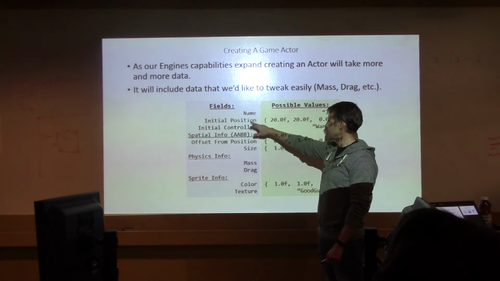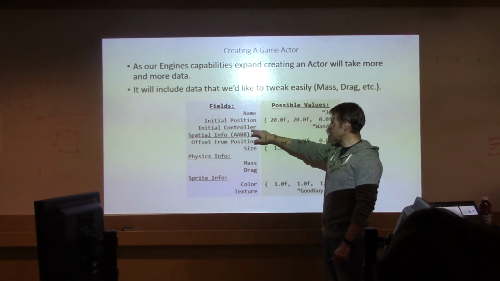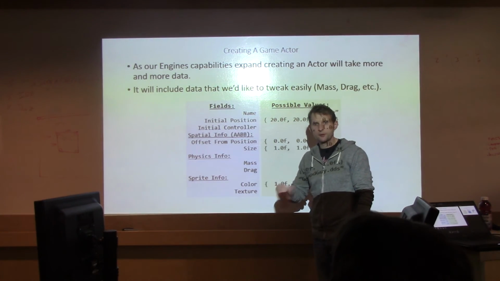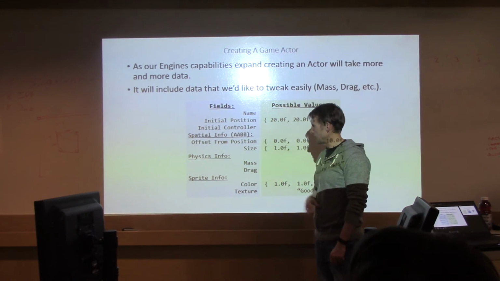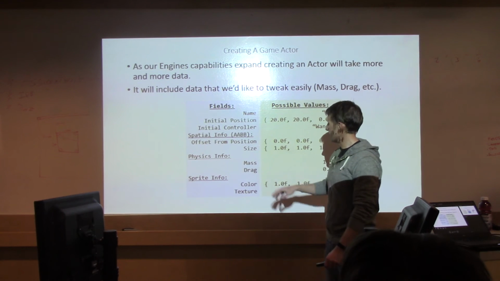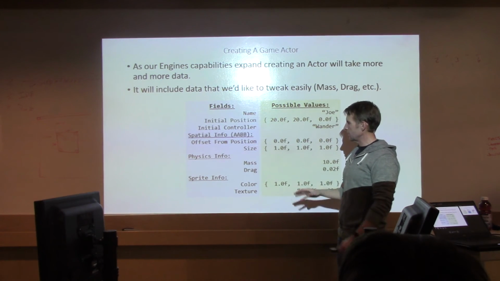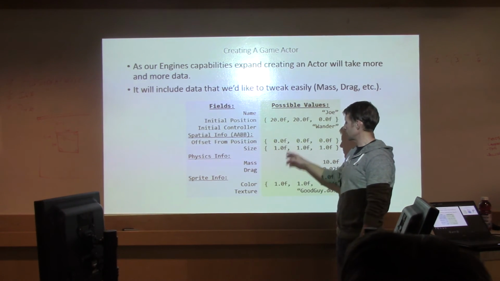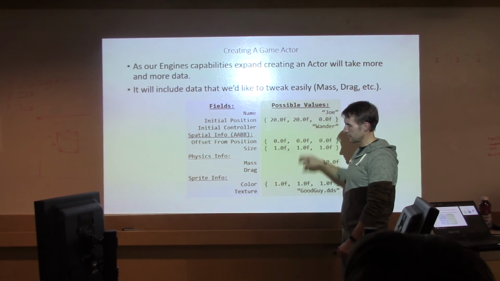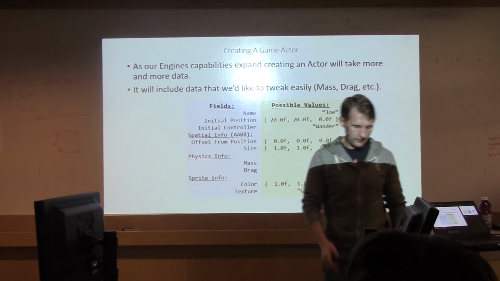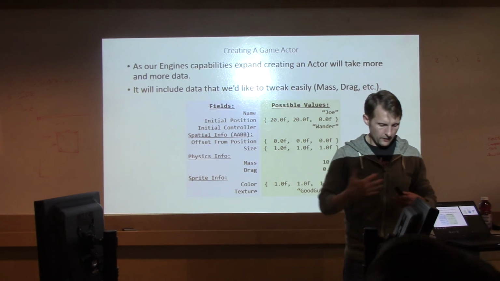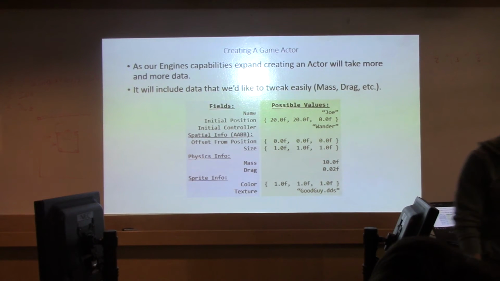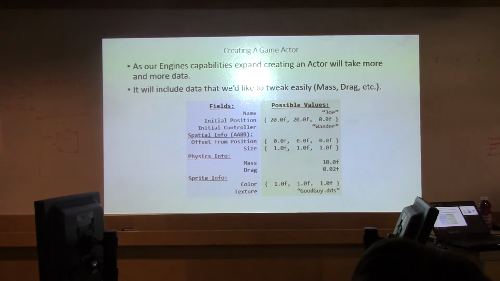The name of it, its initial position in the world, maybe what's the initial controller, or what AI script are we starting on it. And then we talked a lot about this spatial information: from its position in the world, where is its volume and how big is it? My position in the world would be down there, but what volume do I take up relative to that? So we talked about having an offset and a size, or you could quantify it as corners or whatever.